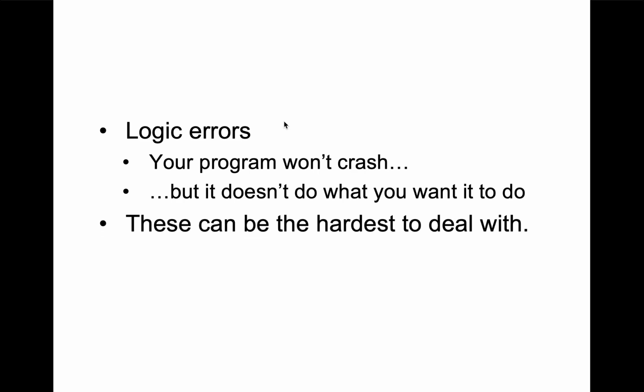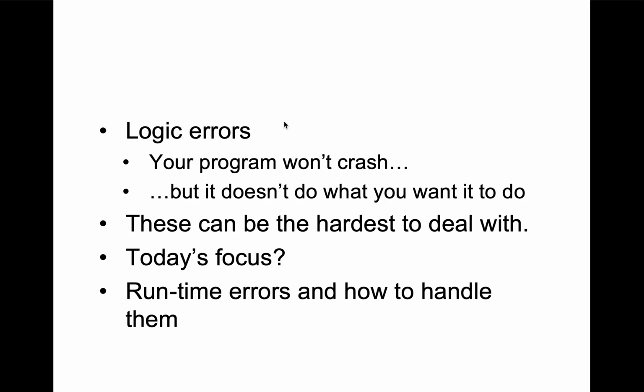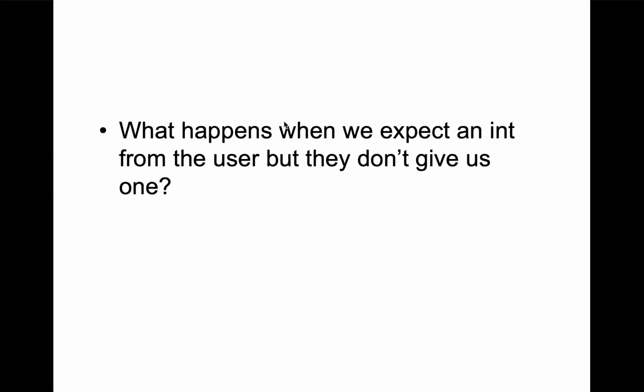And they can be the hardest to deal with because there's nothing obvious to draw your attention to the fact that you've made a mistake, other than the fact that the expected behavior doesn't occur. And sometimes that can be quite subtle. Today's focus is going to be on runtime errors and how to handle them. Okay? And we're not going to be dealing with how to handle all runtime errors, but a certain class of them anyways. So what happens when we expect an int from the user, but they don't give us one?